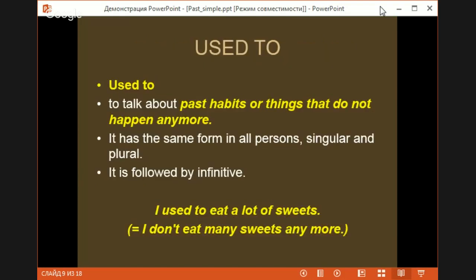What does it mean? Well, used to is something that we use to talk about past habits or things that do not happen anymore. We need to remember that it has the same form in all persons, singular and plural. So I used to dislike, you used to dislike, he, she used to dislike, and so on. And it is followed by infinitive. I used to eat a lot of sweets. I don't eat many sweets anymore.